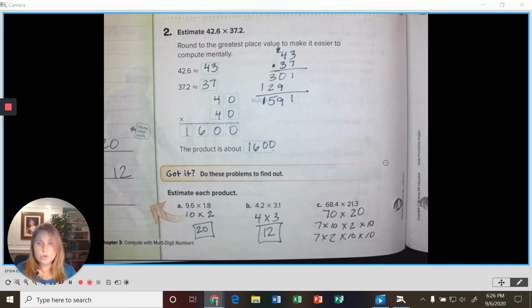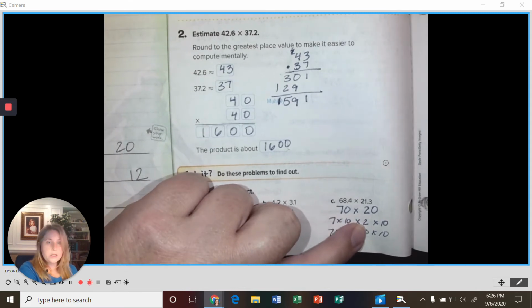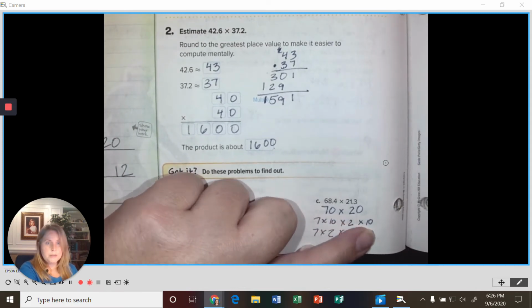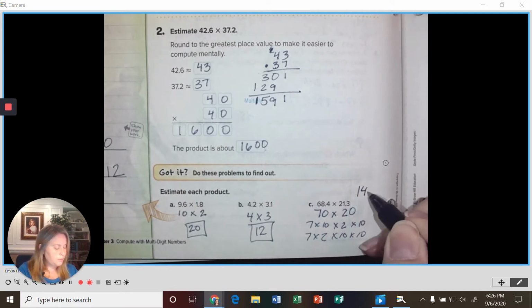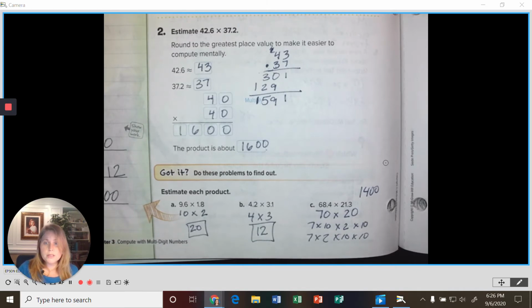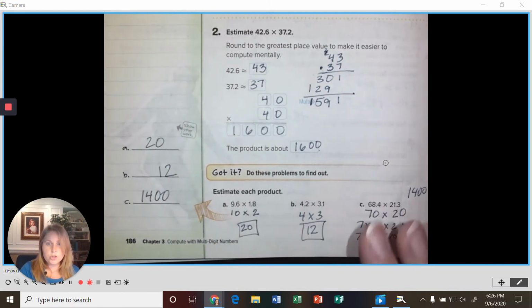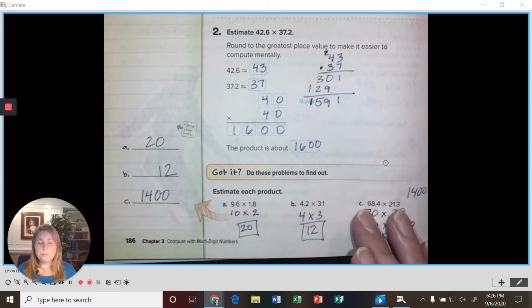So 7 times 2 is 14. 14 times 10 is 140. And then 140 times 10 is 1400. So you can do this with mental math. So approximately 1400. 1,400 is the pronunciation. So 1,400 or 1,400, I'm fine with either pronunciation.